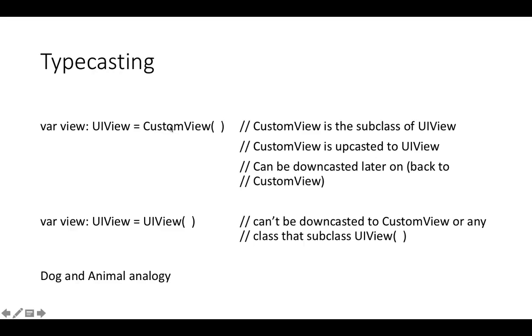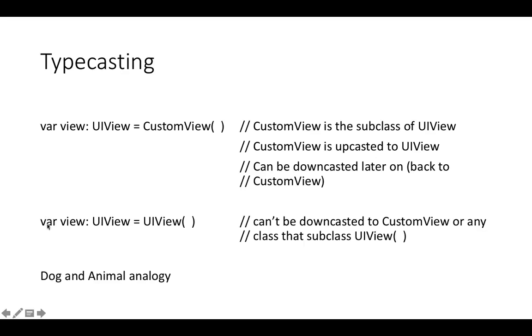So when I want to call something like a function or a variable that is specific to custom view, but the function and variable are not present in UIView, I have to actually downcast it to custom view and then call the function or variable. I will show you later in Xcode.